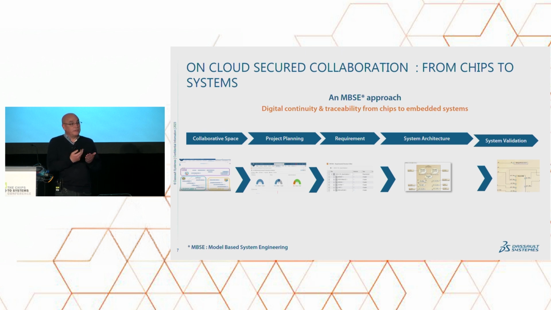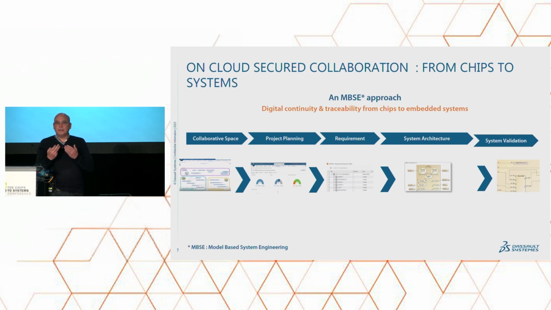Instead of using SharePoint, mails, documents, files, we use collaborative spaces in order to share and exchange. We use project planning in order to orchestrate the collaboration. We use requirements objects, not files, in order to share the product specification. And finally, we define a systems architecture that can be shared.